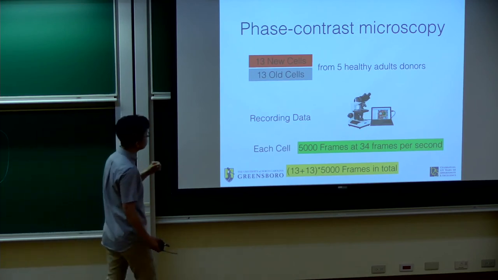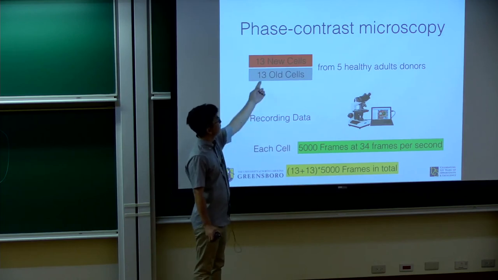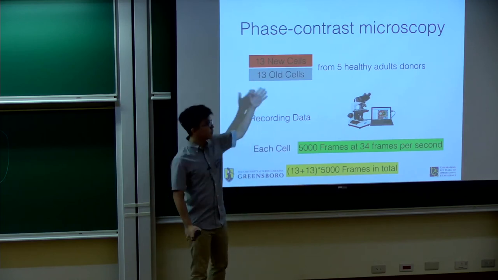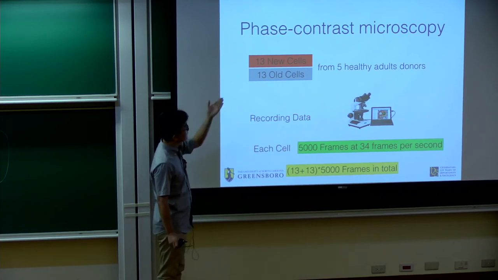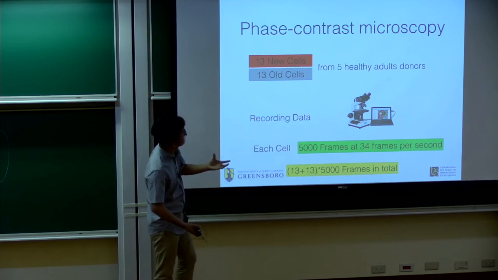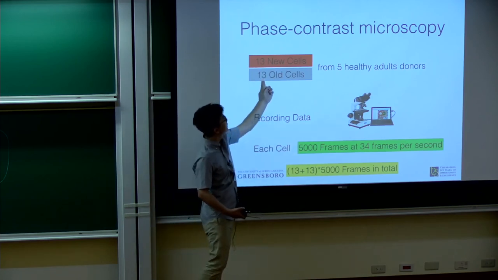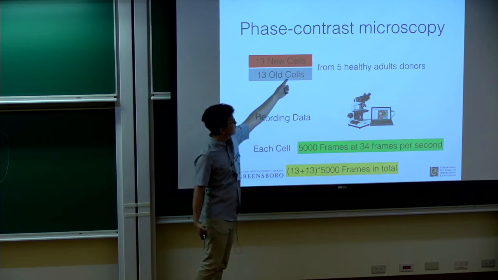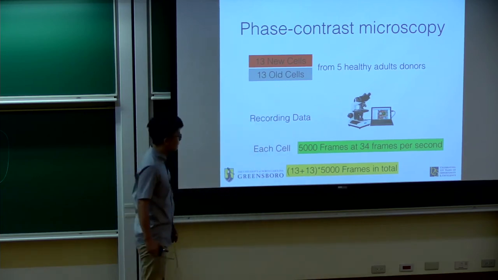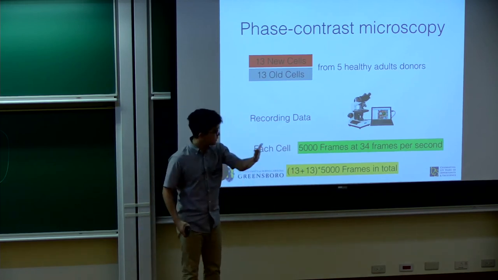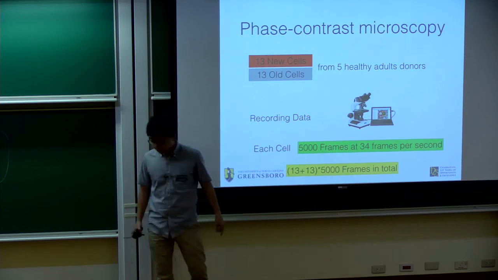So here's the data. I'm gonna have 13 different new cells and then 13 old cells. So those are produced by the lab, the Harvard labs. They were able to, you know, identify and label those 13 different cells as new and those 13 different cells as old. Right, so that's the job they do. And this is the image data. This is the time series data. So there will be 5,000 frames for each cell.